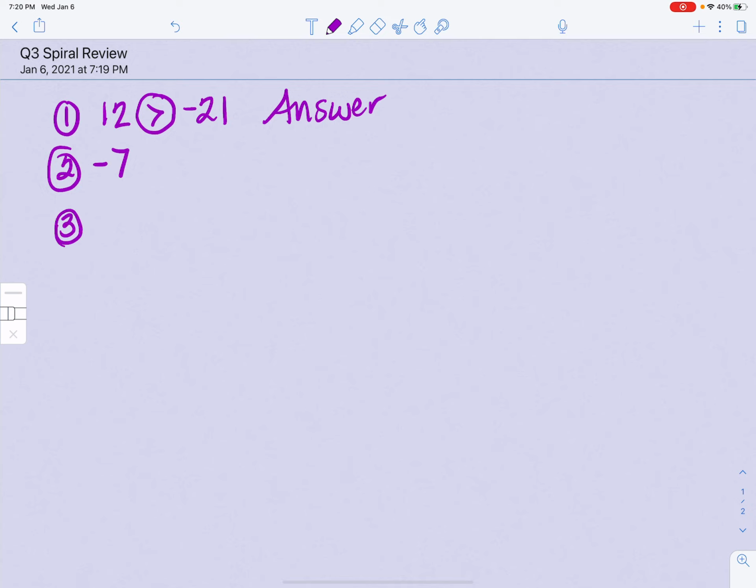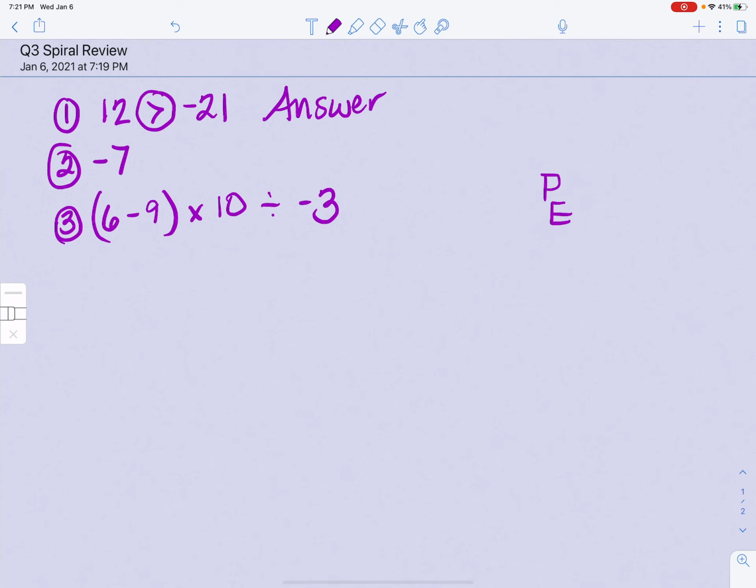Number 3 probably needs a little bit more explanation. But the problem is 6 minus 9 in parentheses, times 10, divided by -3. The answer is going to be 10. So I said it out loud. Hopefully you've heard it. But to solve this, you need to do your PEMDAS, your order of operations. Left to right, I'm starting with the parentheses first. This is 6 minus 9. I know that I need to think.